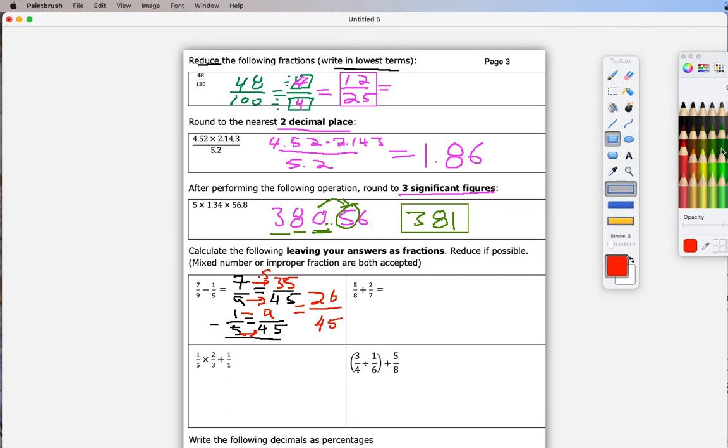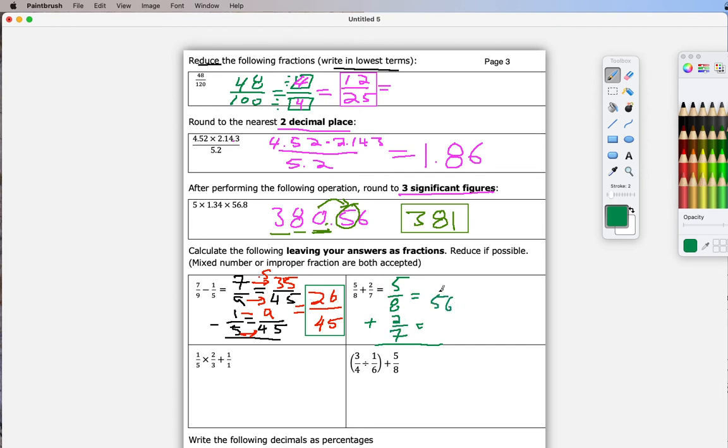Okay, so there I have my answer here. The next question is similar, 5 over 8 plus 2 over 7. And I need to find the common denominator again. So what's the lowest common multiple between 7 and 8? Well, we have 8, 16, 24, 32. If you keep looking for the lowest common multiple between 7 and 8, you should get 56.